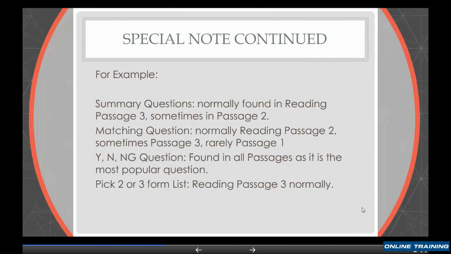All right, and so also your matching question is most of the time found in reading passage 2, very rarely in reading passage number 1. Your yes, no, not given question can be found everywhere. Your yes, no, not given question is the most popular question. They love that question on the IELTS exam. And so you really want to make sure you understand how to do that yes, no, not given question, because I would say probably almost 20% of your questions are going to be from yes, no, not given. So you got to make sure you understand how to do those types of questions.